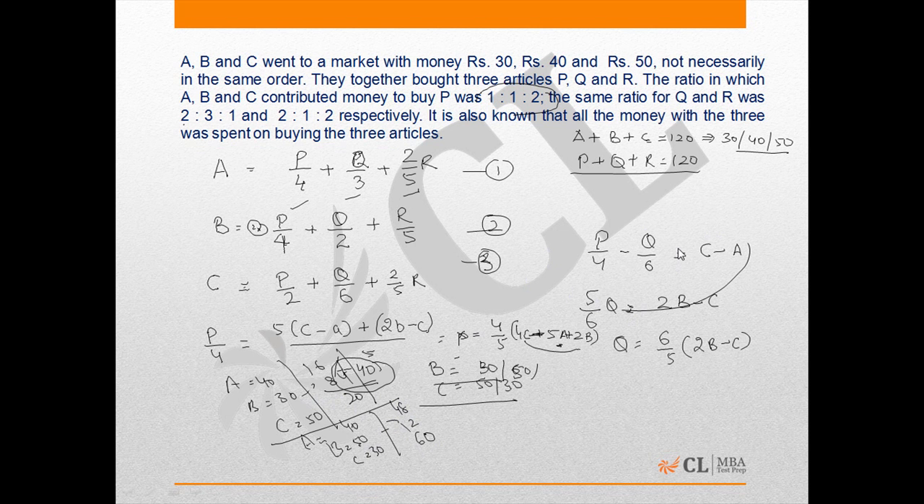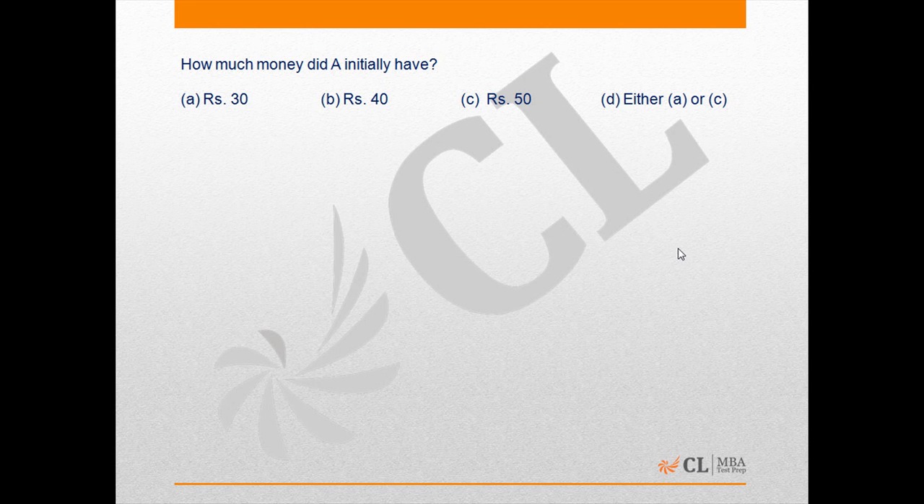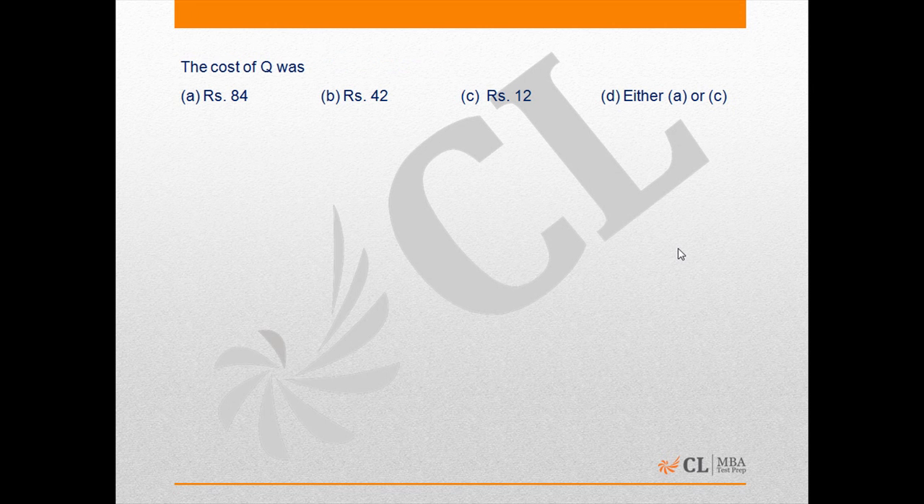Now let's talk about the questions that we have here. How much did A initially have? A had only rupees 40, otherwise the value will turn out to be negative if you take other values. Second, how much money did C initially have? We have two cases over here, so C equals 30 or 50 is possible. So D is the correct answer. In the third case, the cost of Q was. Now we have two costs of Q, one is 84 or 12. So again, the D option would be the answer.